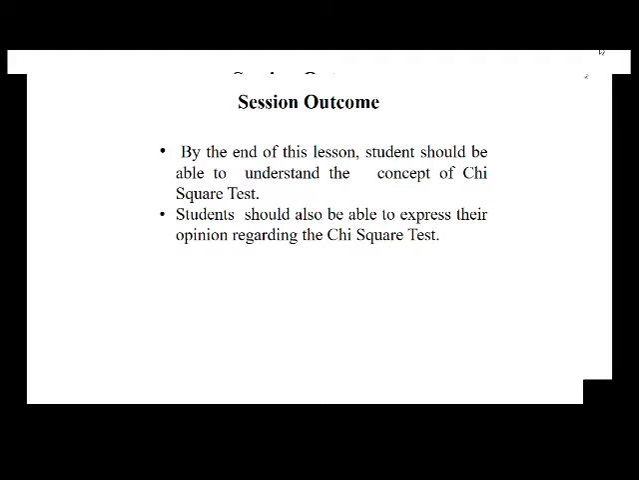Session outcome. By the end of this session, the student should be able to understand the concept of chi-square test. Students should also be able to express their opinion regarding the chi-square test.